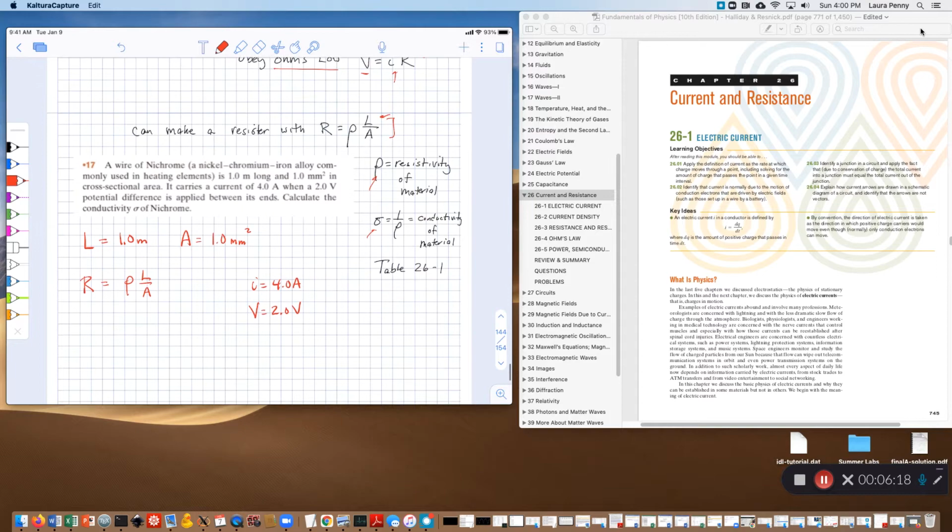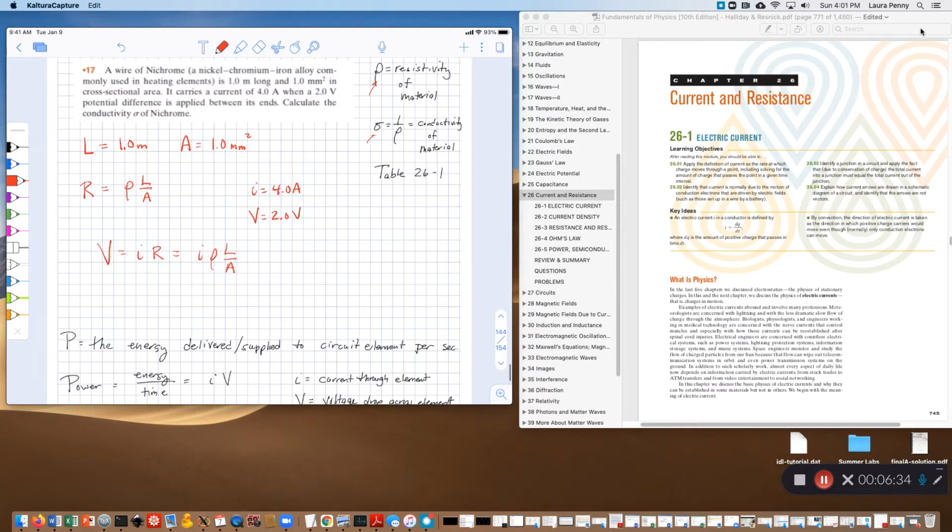And we remember that V equals I times R. We're making a resistor, and so R is rho L over A. So we'll put everything in here. We'll say, okay, 2 volts is 4 amps times rho, and 1 meter is our length.